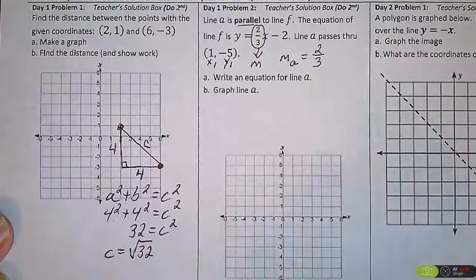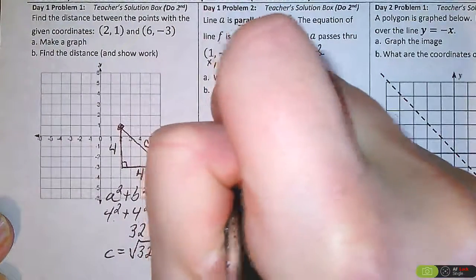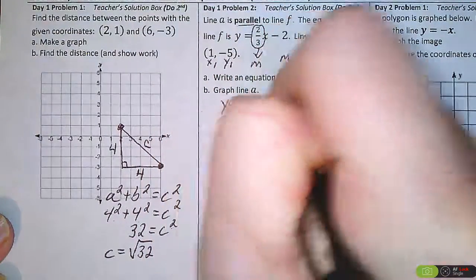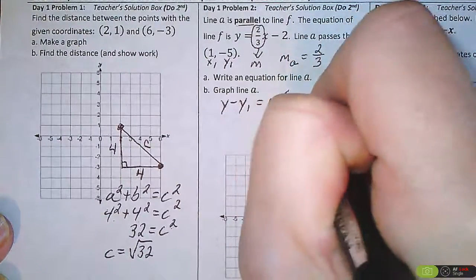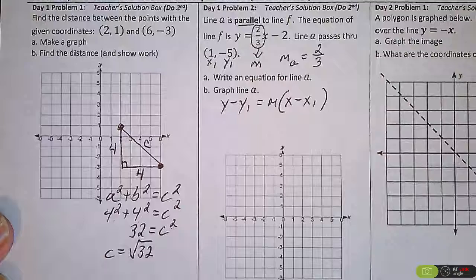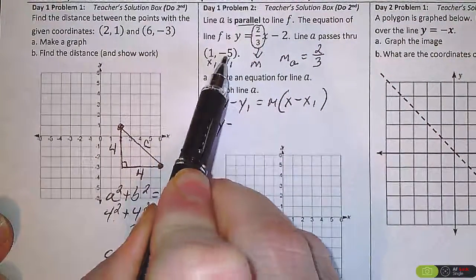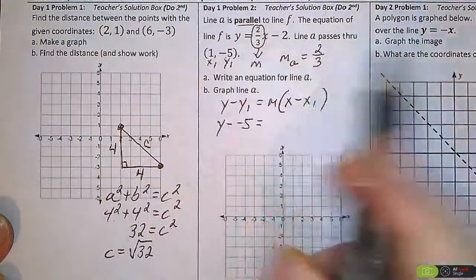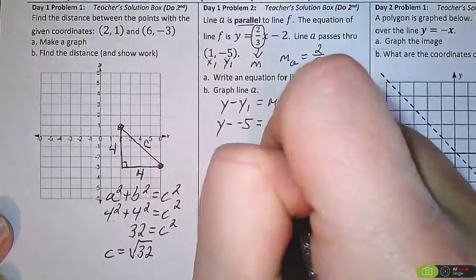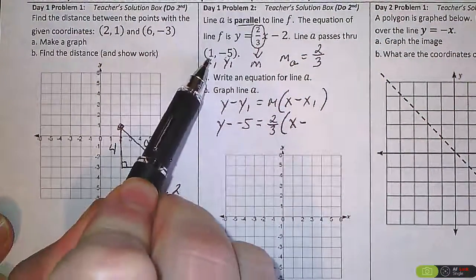Now we can write our equation. There's a formula we're going to use called point-slope form. It's y minus y1 equals m times x minus x1. And we'll make substitutions. For y1, fill in -5. For m, fill in 2/3. For x1, fill in 1.